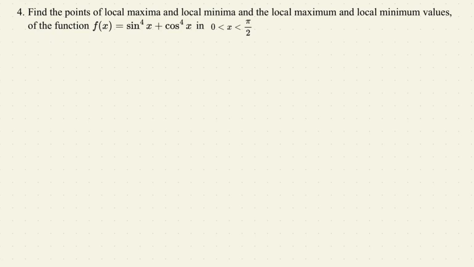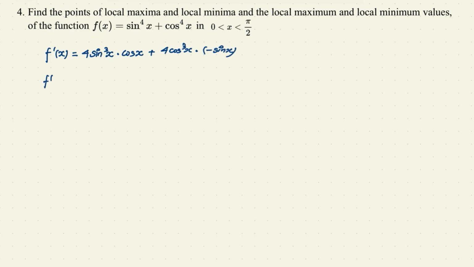Question number 4. The given function is f(x) equals sin^4 x plus cos^4 x, and here we have to note that x lies between 0 to pi over 2. So let us differentiate both sides with respect to x. Then I'll have f'(x) equals 4 sin^3 x into, with chain rule, d/dx of sin x is cos x, plus d/dx of cos^4 x will be 4 cos^3 x into d/dx of cos x is minus sin x.